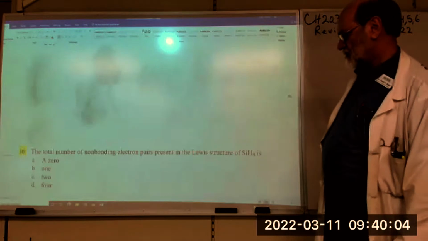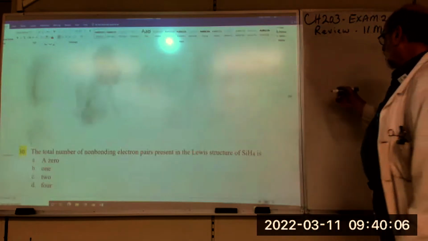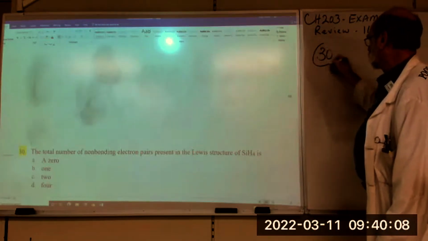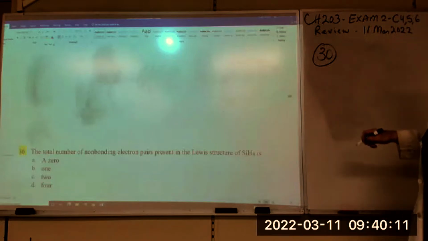Okay. Yeah, it was there. 30. I don't know why I have all that space. Oh, it's a page break.